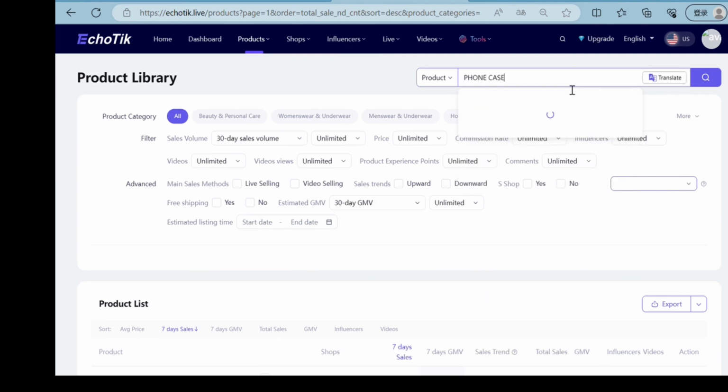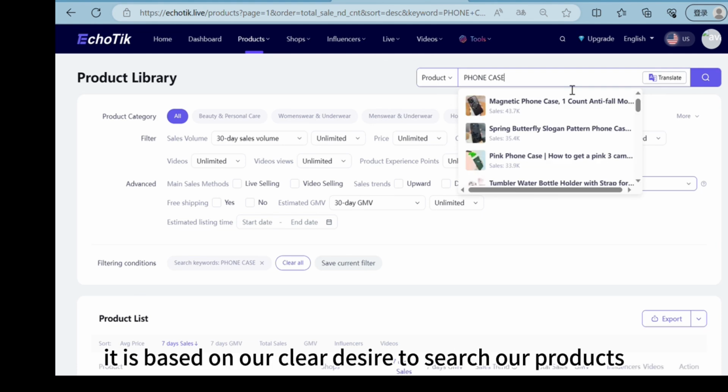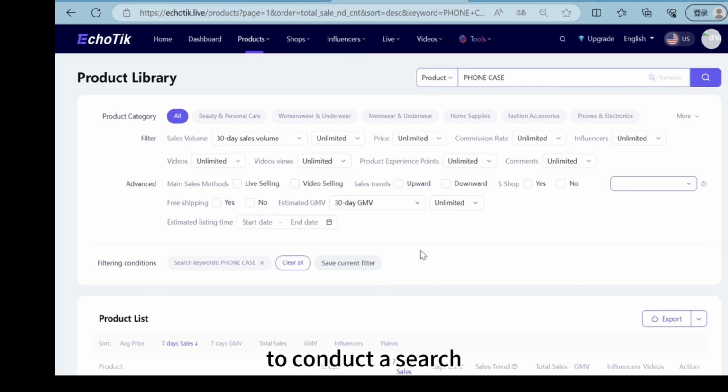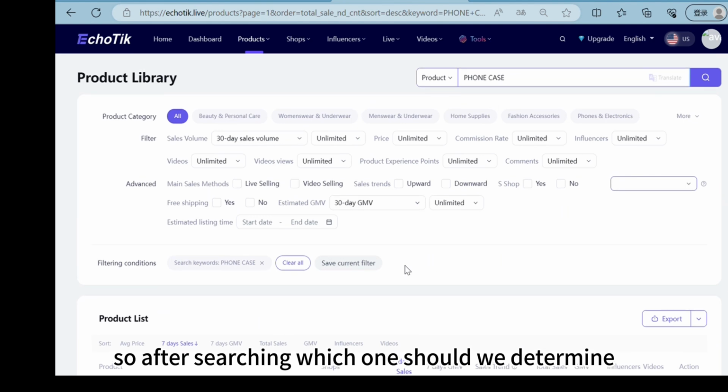Let's go search again. What if we are searching for keywords? It is based on our clear desire to search for products. For example, we originally had a certain supply chain. Then we can use the form of keywords to conduct a search. So, after searching, which one should we determine?